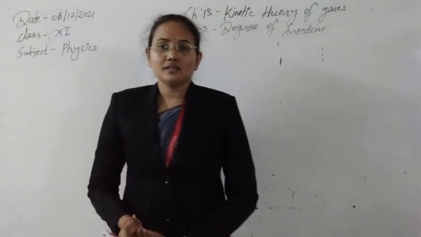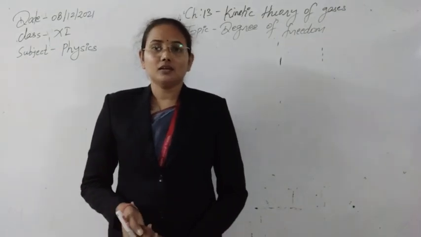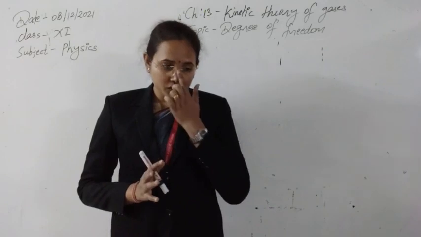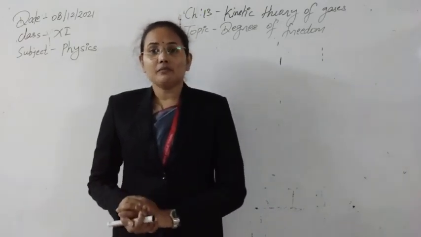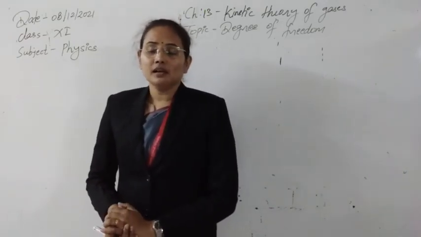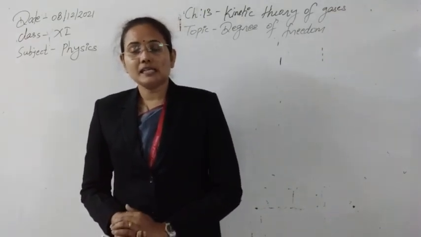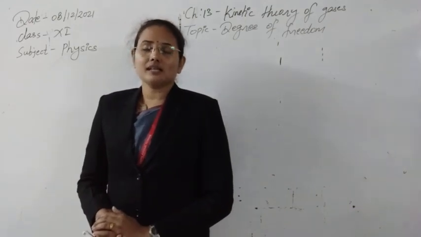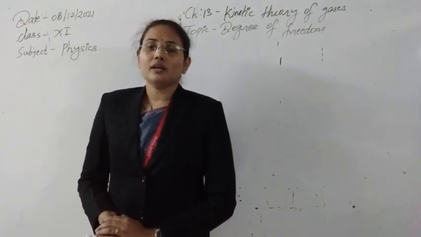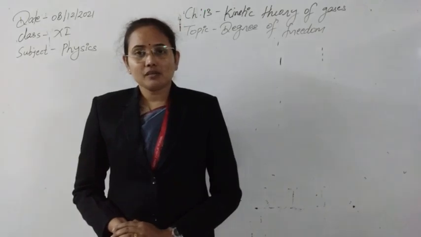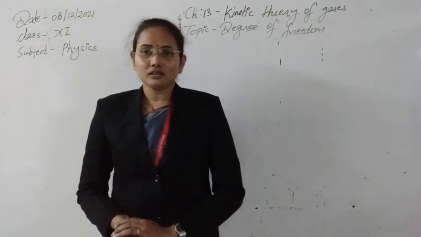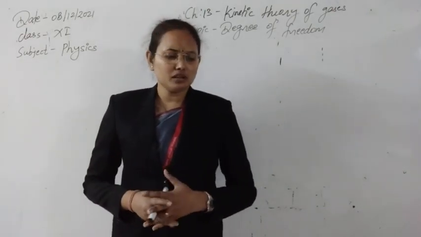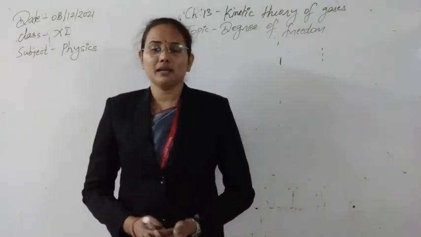So students, in last class we were discussing the chapter kinetic theory of gases, up to the topic of molecular velocities. We have seen three types of velocities the molecules possess. First one is most probable speed, second is average speed or mean speed, and the third one is RMS speed. So these three speeds, and why we needed them, I have told you already in last class, and also a very short introduction about the degrees of freedom.